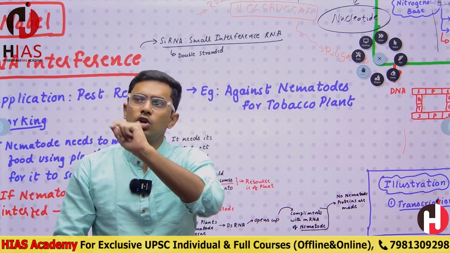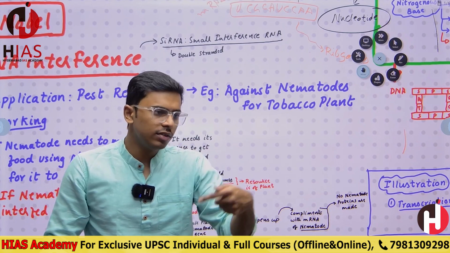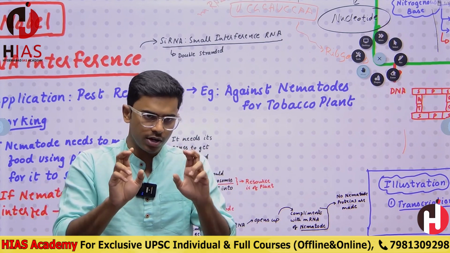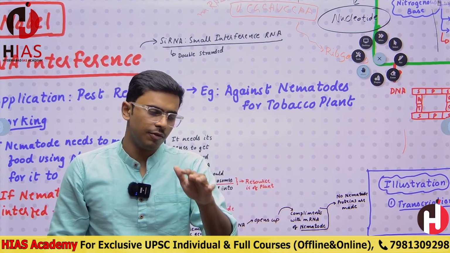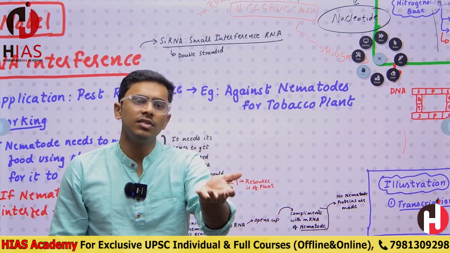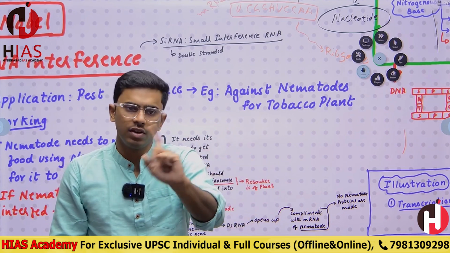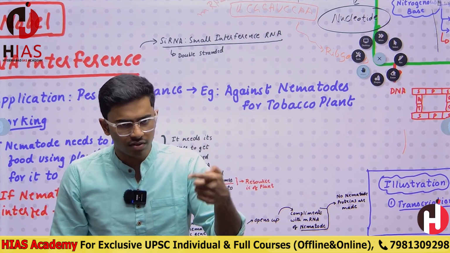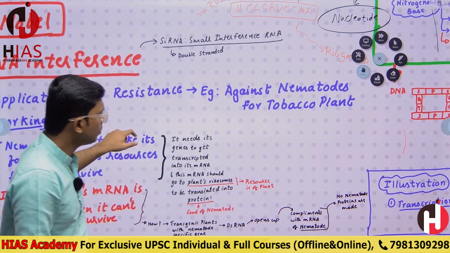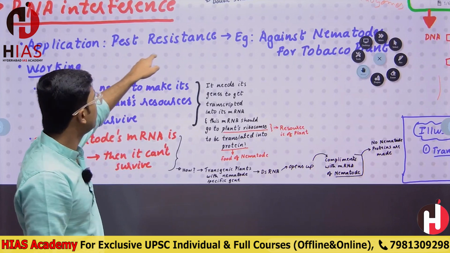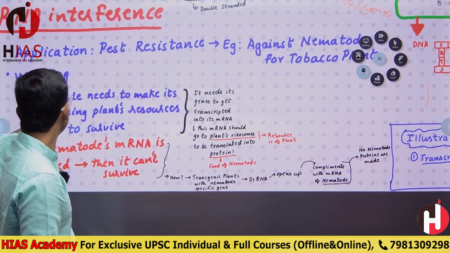So these are a few important topics where knowing how it works is important, but what is more important is what it is used for. If UPSC were to ask a question, it will simply ask: RNA interference technology, recently seen in the news, is used for pest resistant plants. That will be the answer. So, application: pest resistance, and then the working.